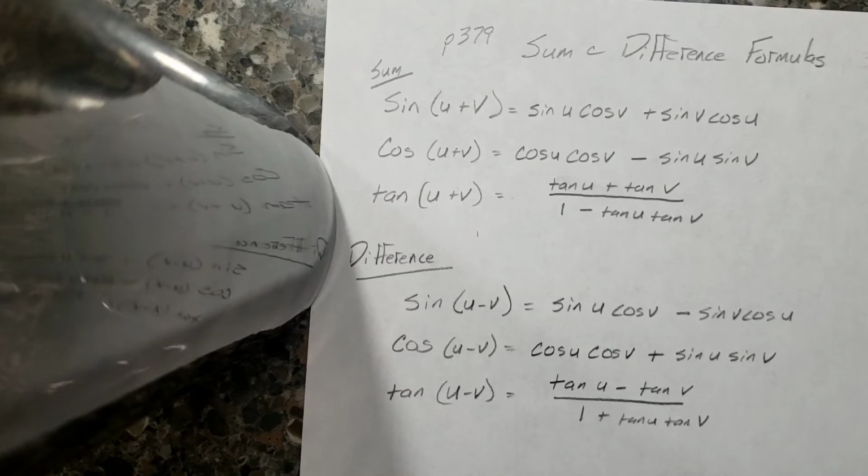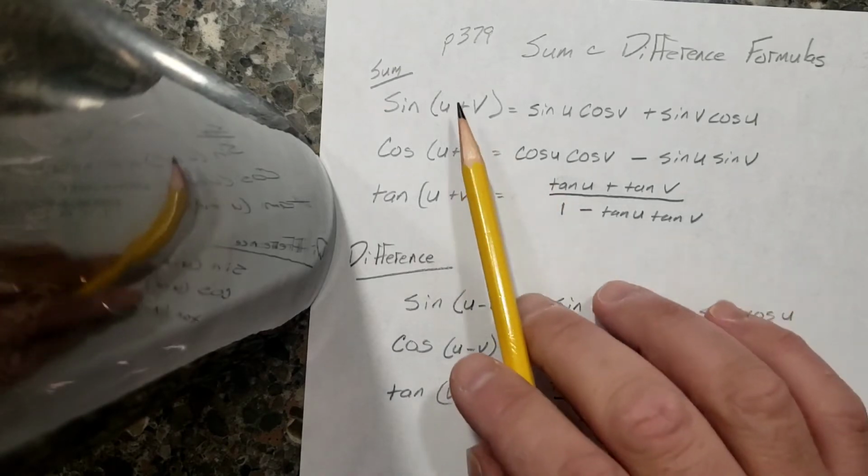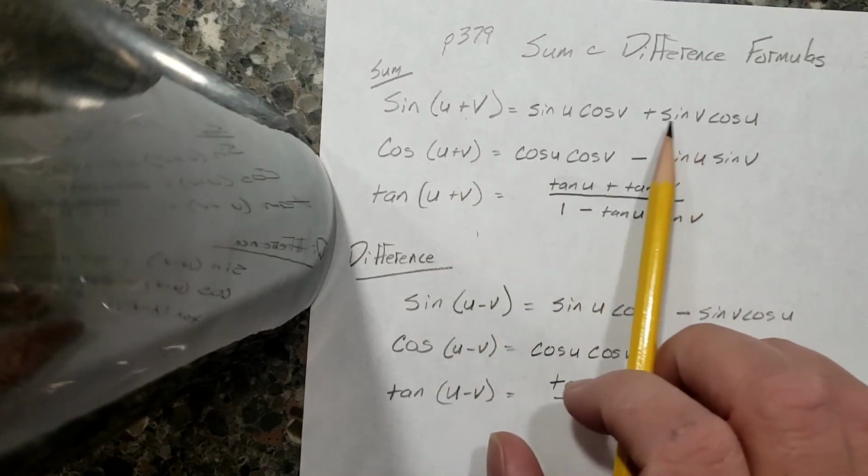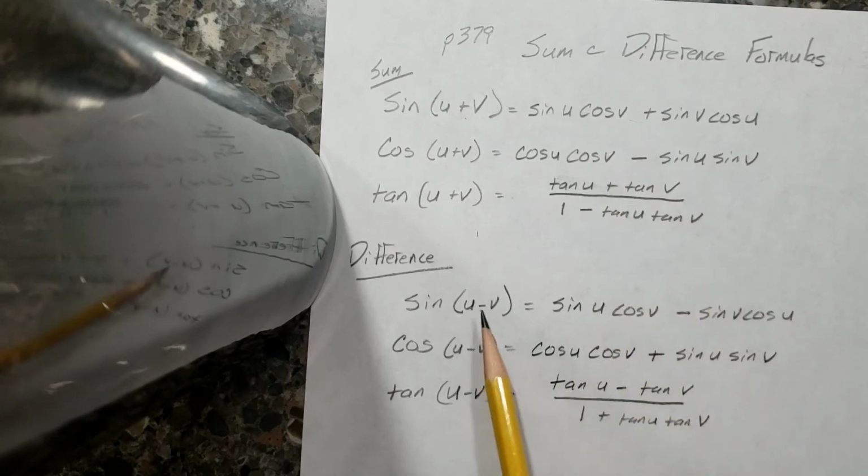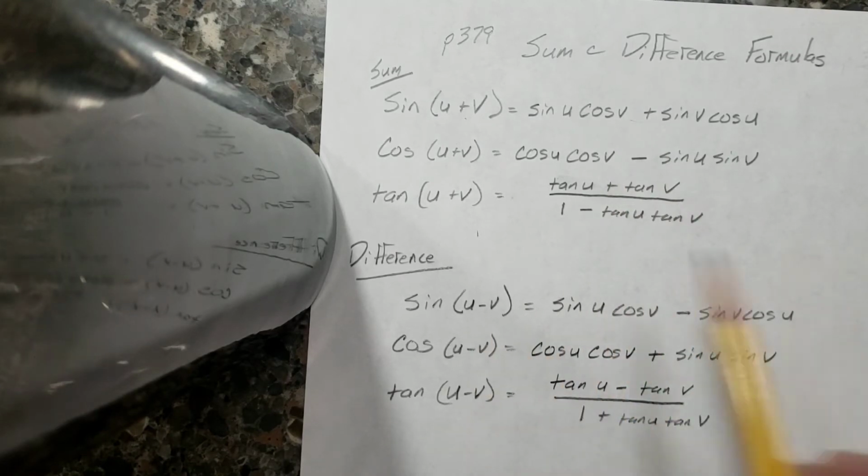Sum and difference formulas. I'm just going to review this. They're all on page 379 in your textbook. I wrote them out: sum, sine, cosine, tangent, sum and difference. If you notice, for sine, you've got plus and plus, so they line up. Minus and minus lines up.